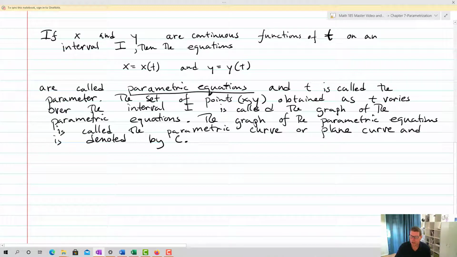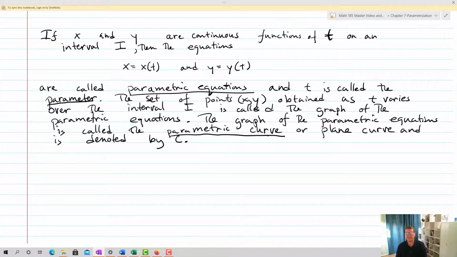And t is called the parameter. The set of points (x, y) obtained as t varies over the interval I is called the graph of the parametric equations. And the graph of the parametric equations is called the parametric curve. It's sometimes called a plane curve, and it is denoted by C.